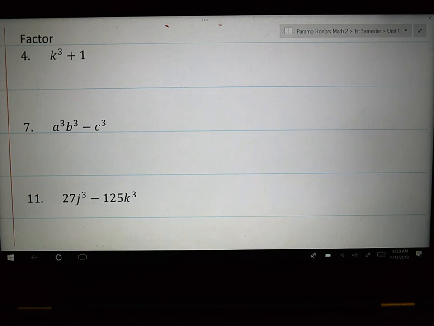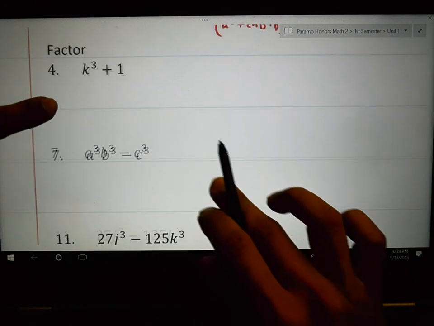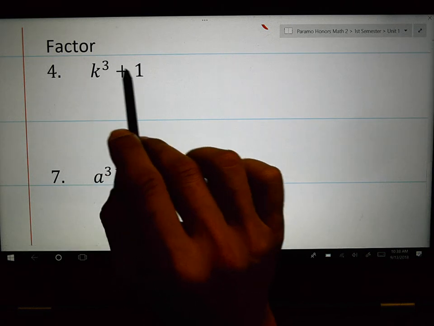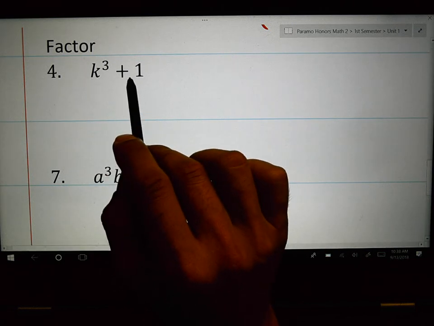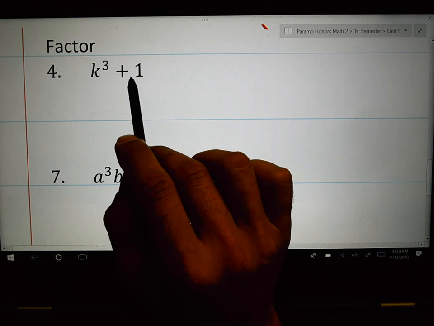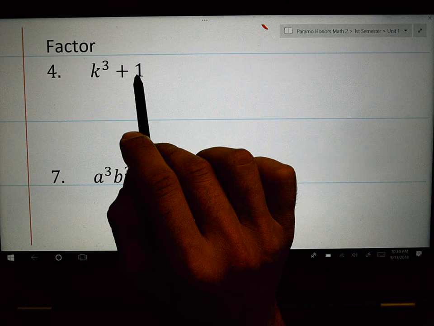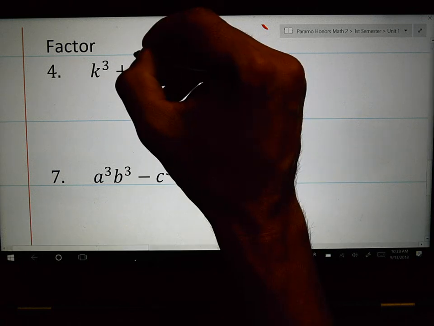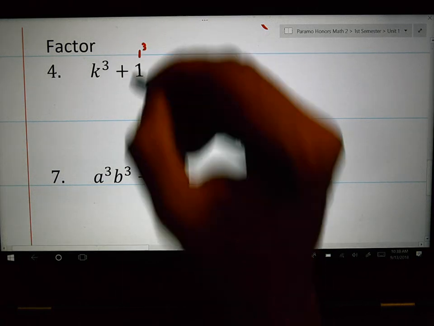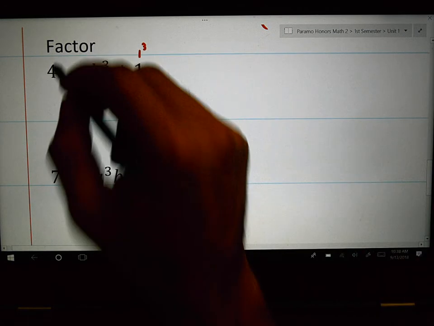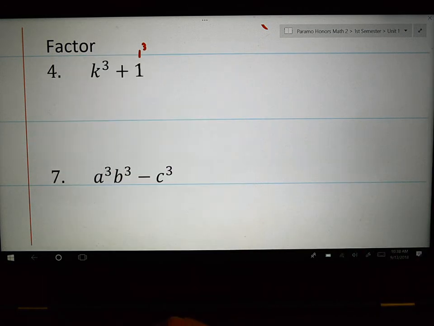Number 4. Is this a perfect cube? Is 1 a perfect cube? Can you think about 1 being in terms of something to the third power? Yes. If I wanted to write this as a perfect cube, could I write it like this? Is it equivalent? Yes. Then guess what? We can factor it using the sum of cubes. Here's how you do it.